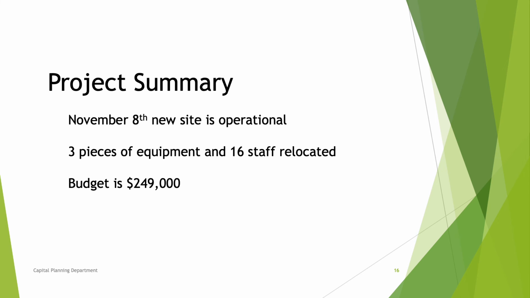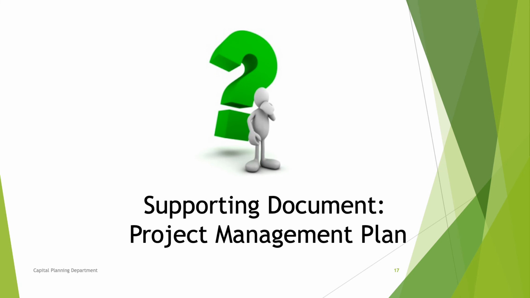Now that we've finished and we've presented all the items that we have on the agenda, now what we want to do is summarize our project. And basically, the project manager will probably just read these 3 key points. Project will be completed and operational by November the 8th. 3 pieces of equipment and 16 staff were relocated. The cost to do this is to be $249,000. And basically allow them 3 seconds to do that, and then move on where you actually take questions.